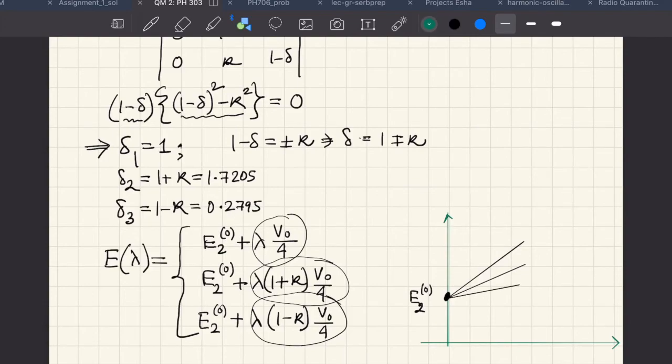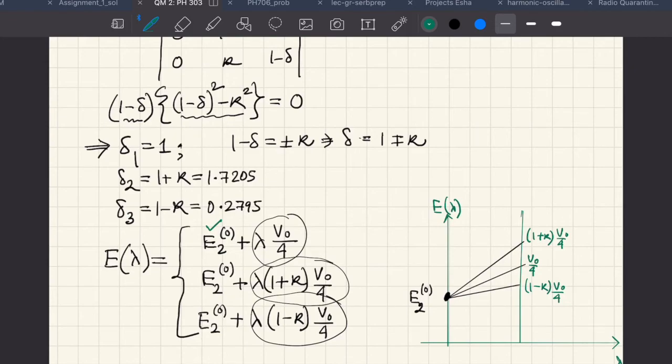So what we get here is this, that we have different values: 1 plus kappa V naught by 4, this is your original V naught by 4, and this is 1 minus kappa V naught by 4. Okay, so this is your E as a function of lambda versus lambda. So this E20 is the common unperturbed energy. The perturbation has lifted the degeneracy, and it has split the level E20 into 3 distinct energy levels.